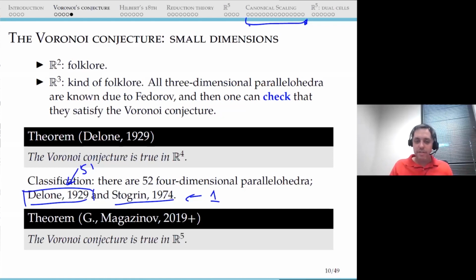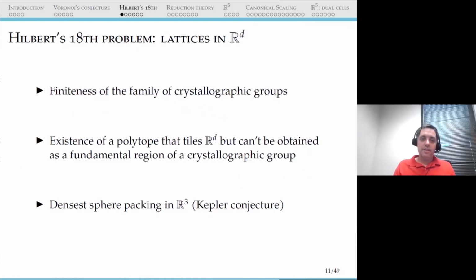That's the theorem that I want to talk about. But before that, let me talk a little bit about history, particularly about Hilbert's 18th problem. That problem is about lattices in d-dimensional space and their properties. Particularly, there are three parts. The first one asks about finiteness of the family of crystallographic groups.